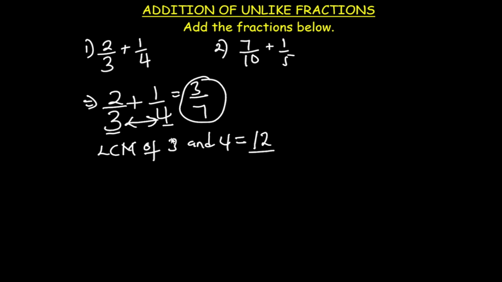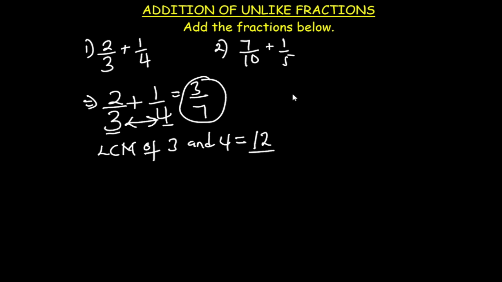But some people also multiply the 3 and the 4 to get the LCM, but it doesn't work in all instances. Sometimes if you multiply, the number that you get might not be the actual LCM. First of all, you have to make sure that they have the same denominator. Since we know that 3 and 4 have an LCM of 12.